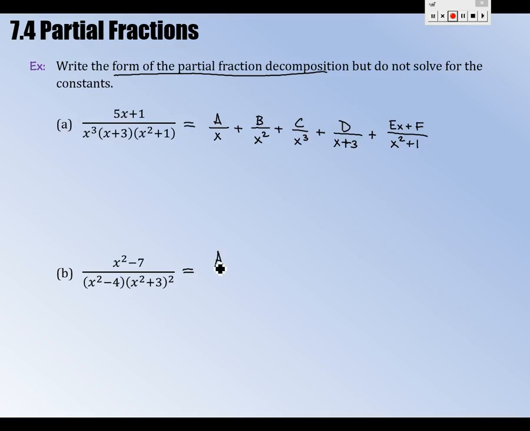A over x plus 2 plus B over x minus 2, plus cx plus d over x squared plus 3. How did you do, everyone? Oh, wait, you're not done. Plus ex plus f over x squared plus 3.